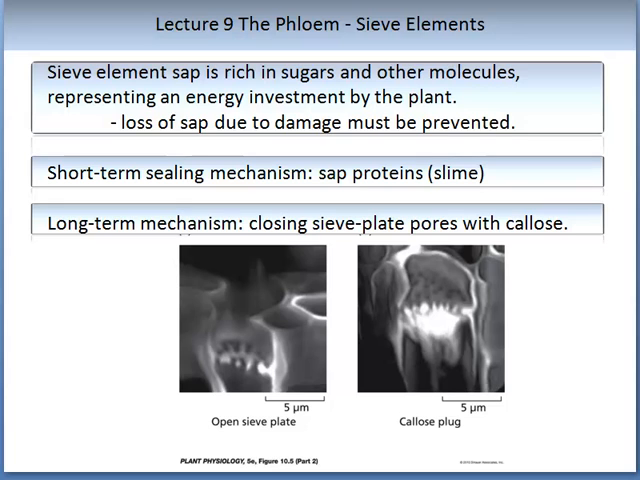Sieve element sap is rich in sugars and other molecules, representing an energy investment by the plant. Therefore, loss of sap due to damage must be prevented. There are short-term sealing mechanisms, such as sap proteins and slime, and there are long-term mechanisms to prevent the loss of this material, closing sieve plate pores with cellulose.